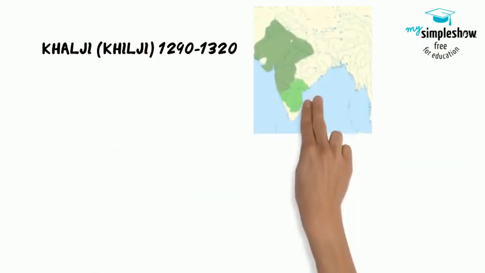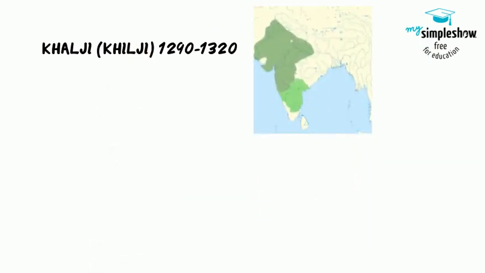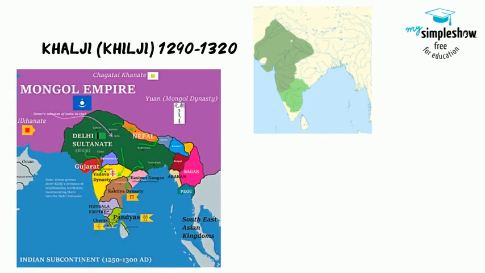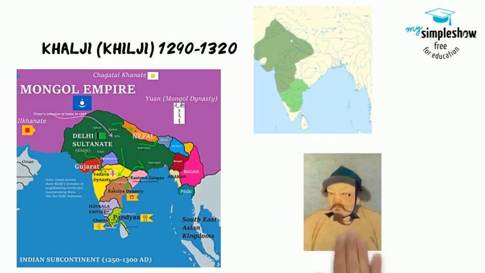It was under the Khalji dynasty that the Sultanate made the southern Indian kingdoms into tribute-paying states. It was also under the Khalji that Chagatai Khanate Mongols began invading India under Dua Khan.